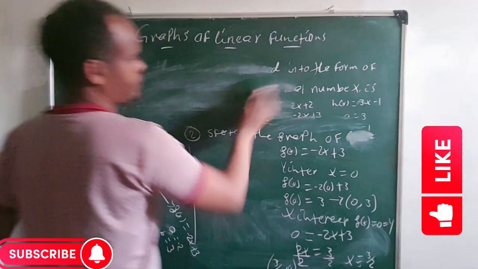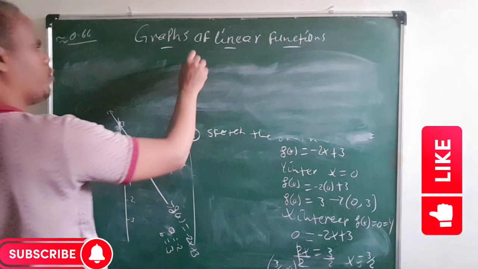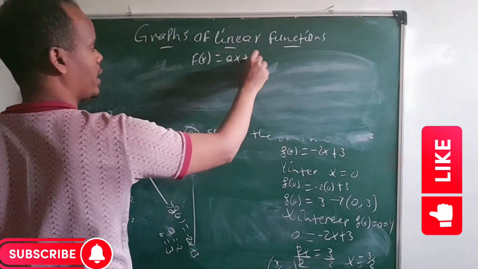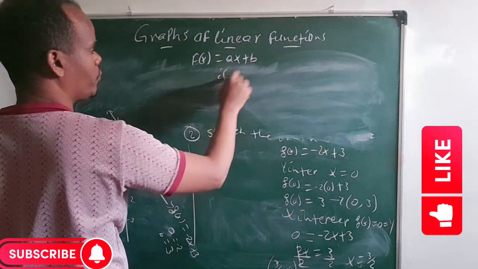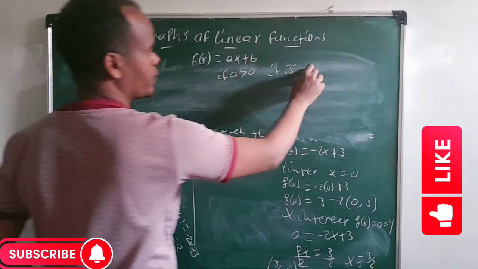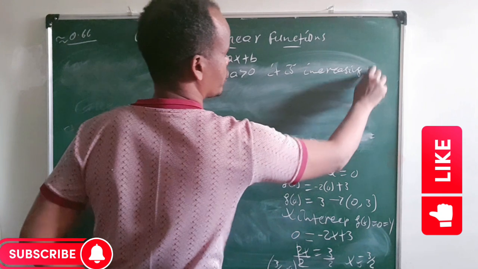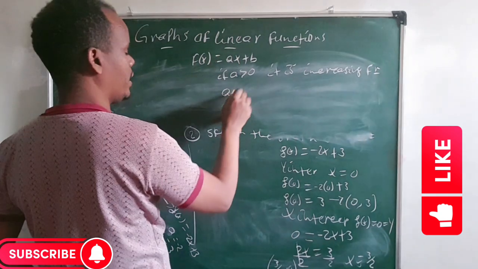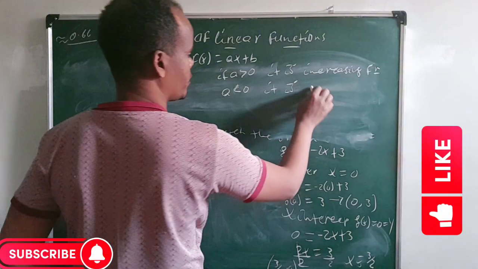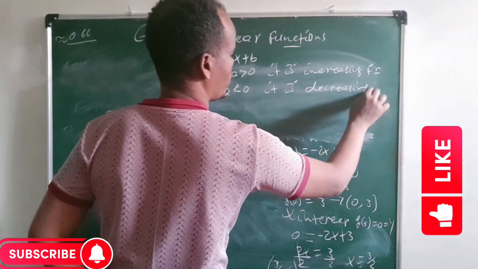In the function f(x) = ax + b, if a is greater than 0, it is an increasing function. If a is less than 0, it is a decreasing function.